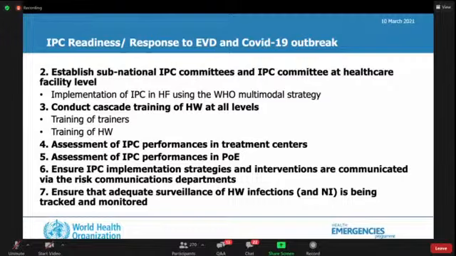For IPC measures at a point of entry, you put in place some points of control, you do some surveillance at a point of control to detect all the suspect patients, so that you can isolate them, you can test them, and then you can notify, and you need to make sure to do a response to such epidemics.